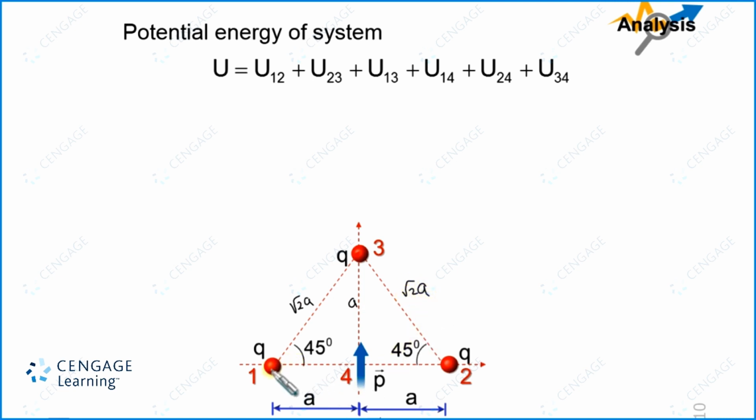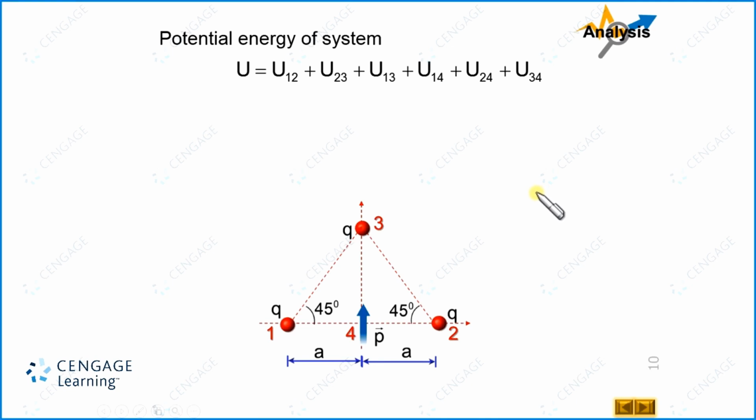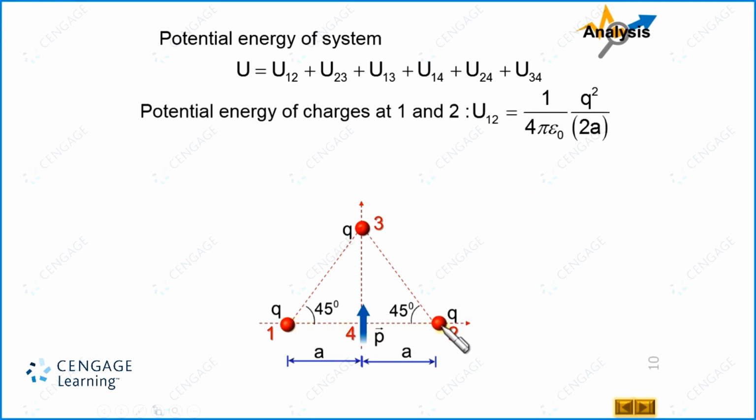We can write the potential energy of 1 and 2 directly by using the formula 1 upon 4 pi epsilon naught q multiplied by q divided by 2a. Q multiplied by q equals q square. So this is the potential energy U12. Similarly, the potential energies U13 and U23 will be equal.